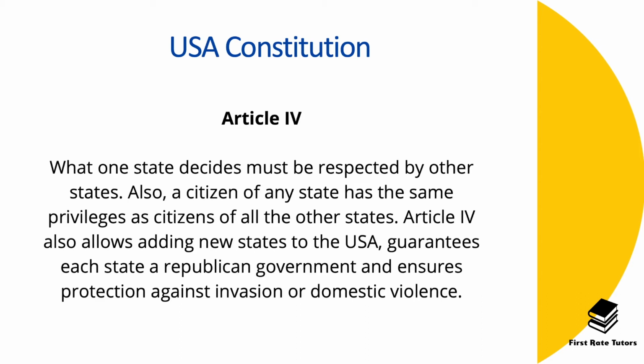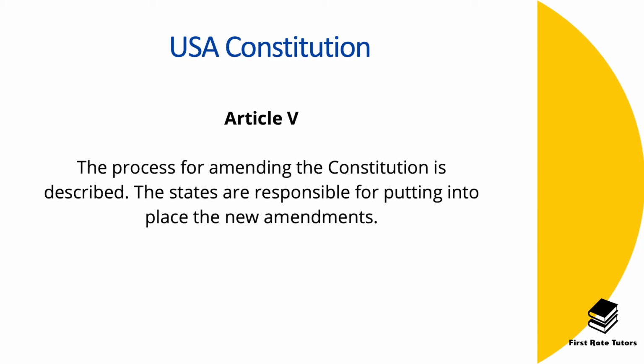Now, Article 4 outlines that what one state decides must be respected by other states. Also, a citizen of any state has the same privileges as citizens of all the other states. Article 4 also allows adding new states to the USA. It guarantees each state a Republican government and ensures protection against invasion or domestic violence.